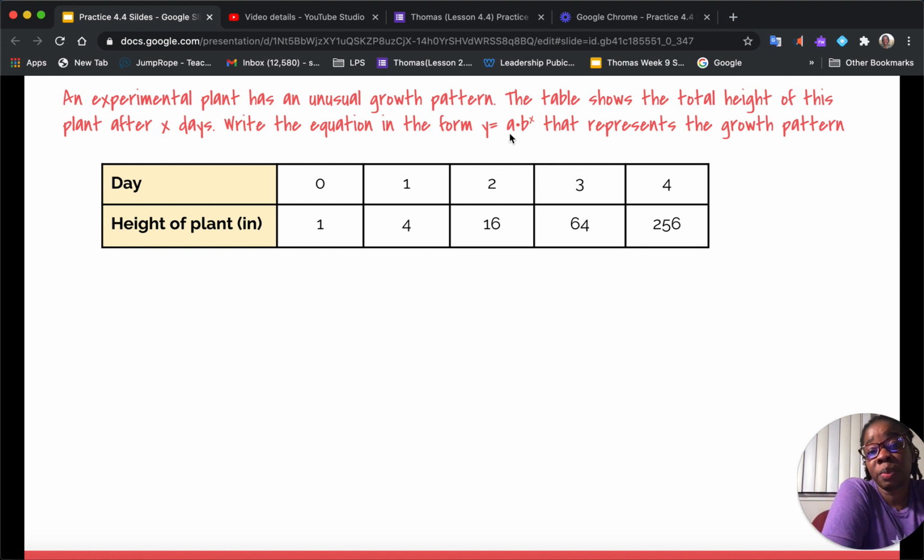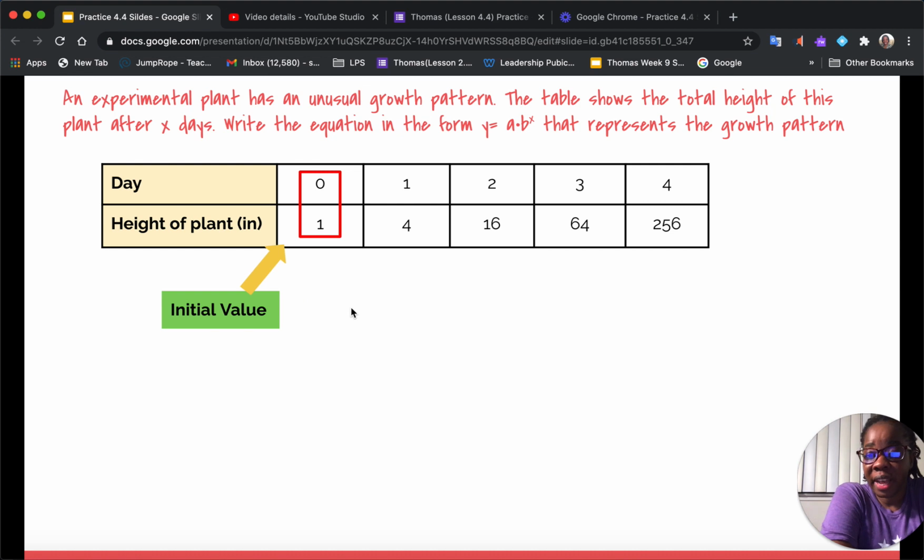All right. So generally, when we look at tables, we want to identify the values that represent the a and b in our function. Remember, a is the initial value and b is the growth factor. So when we look at this table, that pair of coordinates (0, 1) is going to represent our initial value. So there we have it. Our initial value is a. a is equal to 1.